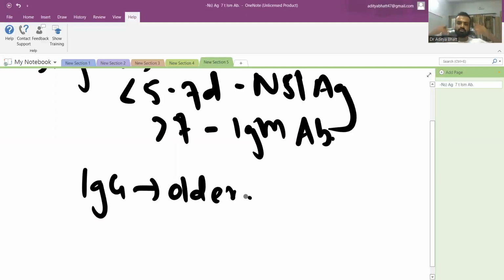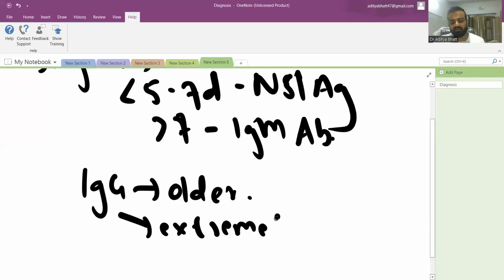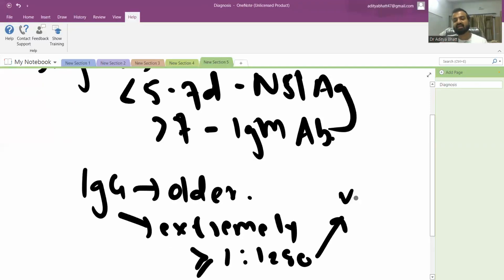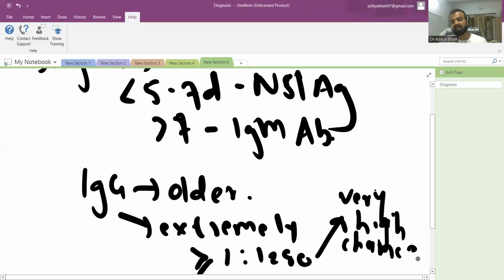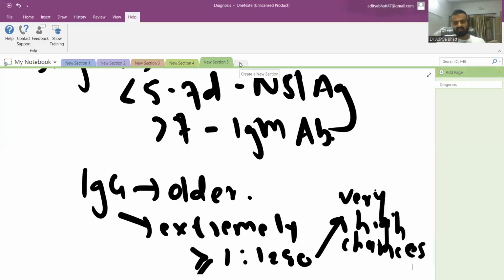Now there is no role of IgG, but when the IgG is extremely high, so the titers are, when you see 1:2080 or 1280, so when there are titers more than or equal to this, there is very high chance that it is a very severe dengue infection. So IgG might be used as a surrogate marker for the severity of the dengue infection, but obviously it is evident clinically. So that is how we diagnose, and the role of IgG is limited.